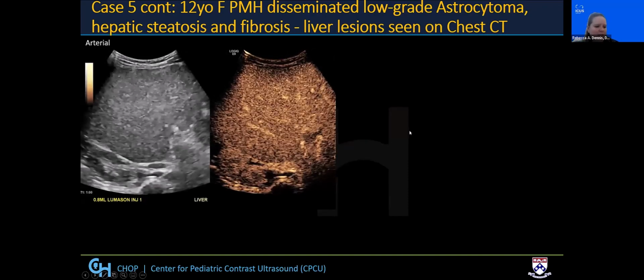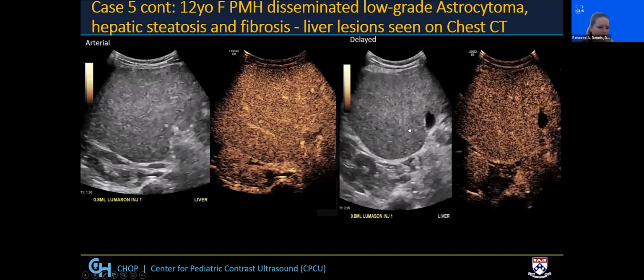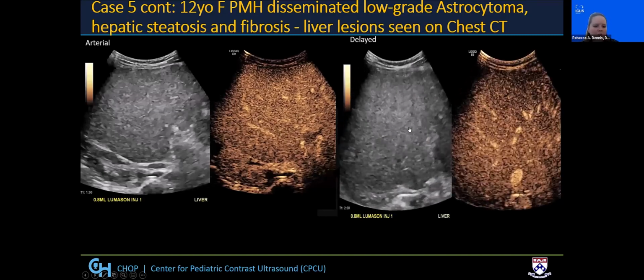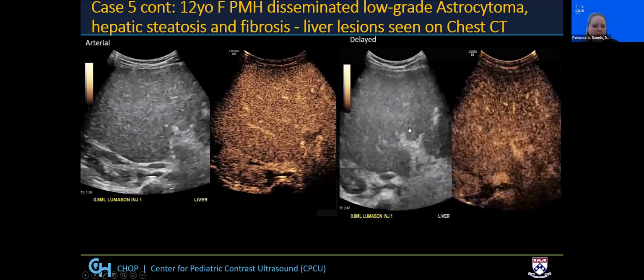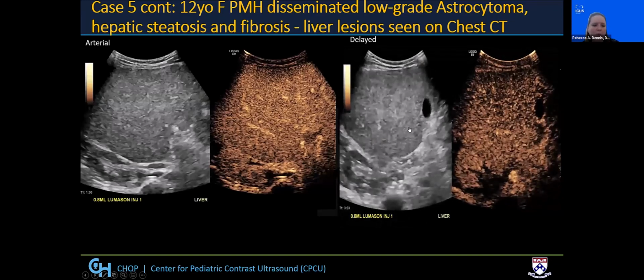And then the delayed phase, which is even more useful because something that might hyperenhance pretty quickly, you might miss, but on delayed phase, if it washes out early, that will persist. So on delayed phase, this was done to see if there's any early washout of any lesions, which none were seen.